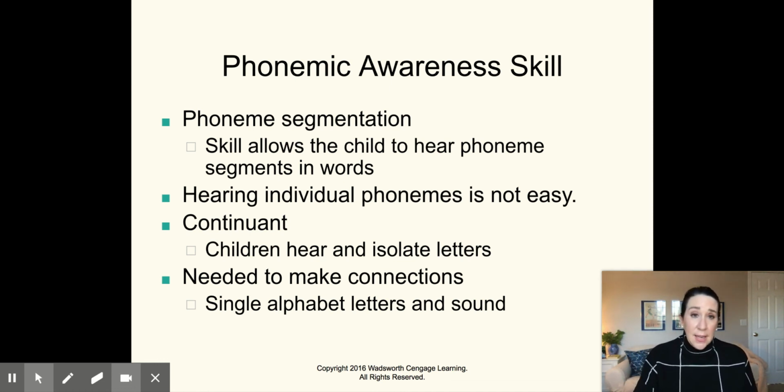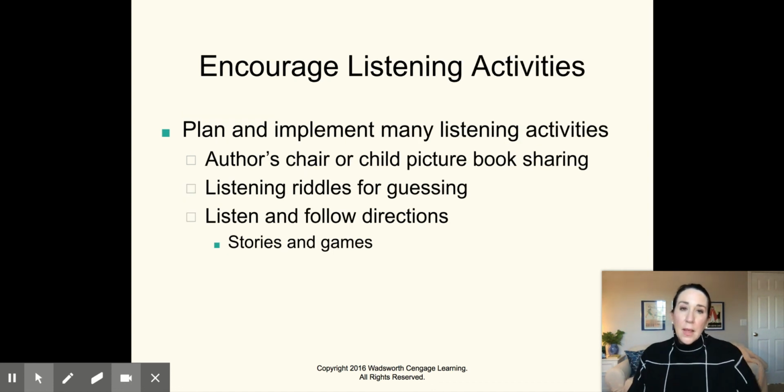Continuant is hearing and isolating letters, and then you need to make connections. So single alphabet letters and the sound they make. A says A, right? B says B, C says K, and then you work on the secondary sounds as well.